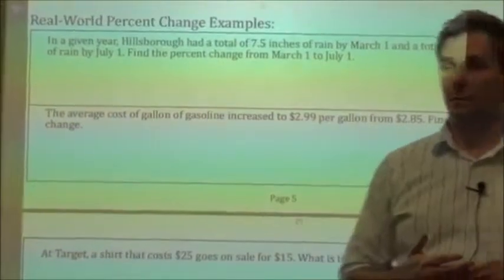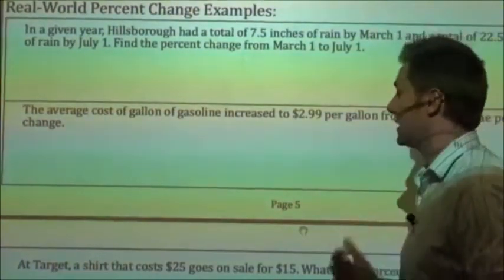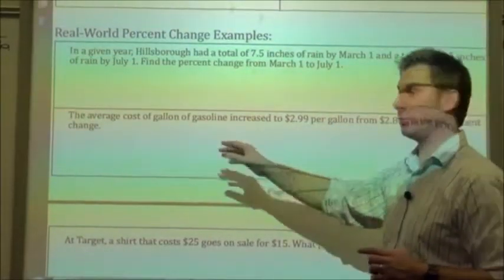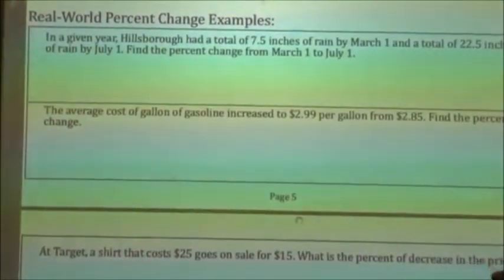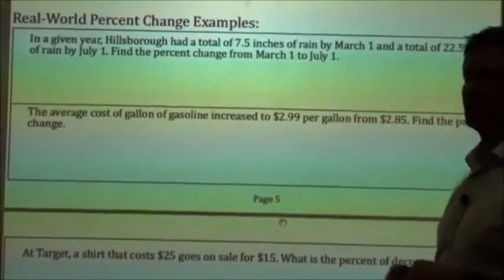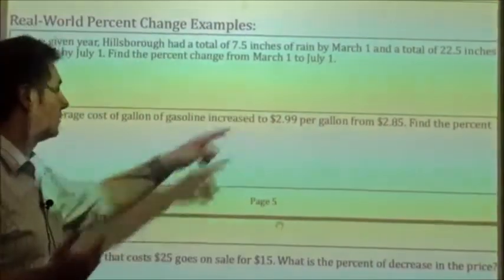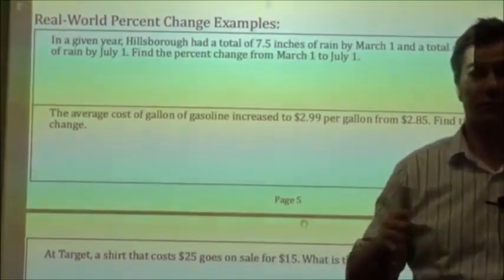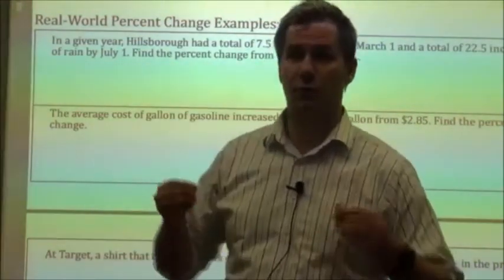All right, guys. Let's go over real-world percent change examples. Let's go on to the last problem. The average cost of a gallon of gasoline increased to $2.99 per gallon from $2.85. Find the percent change. Right here, we need to find the two numbers that we're dealing with, which are $2.99 and $2.85. And from that point, we need to determine which one is first, which one is last.